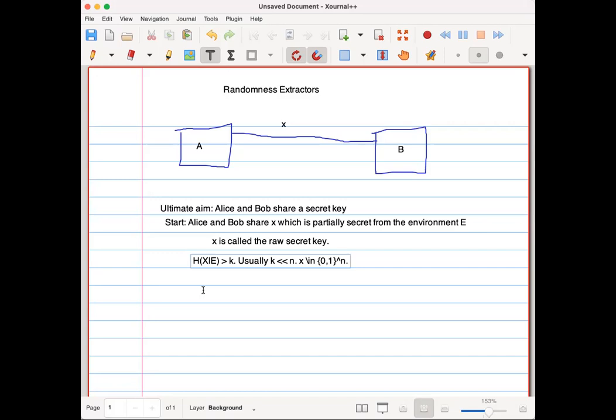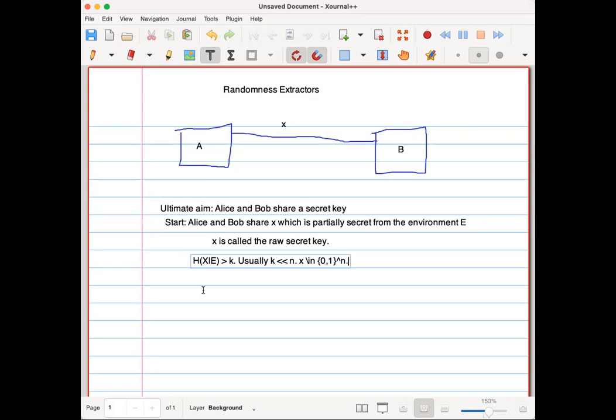I want to show that there is some secrecy, that the entropy of X given E is greater than K. But let us say the entropy of X given E is equal to K. The upper bound is log of the cardinality of X, which is n. If the entropy of X given E were n, this means that X is completely independent of E. In other words, the environment has no information about X.